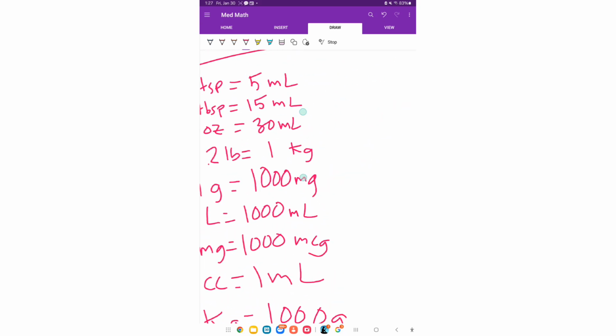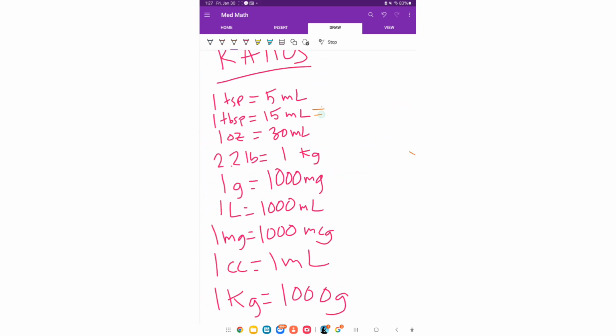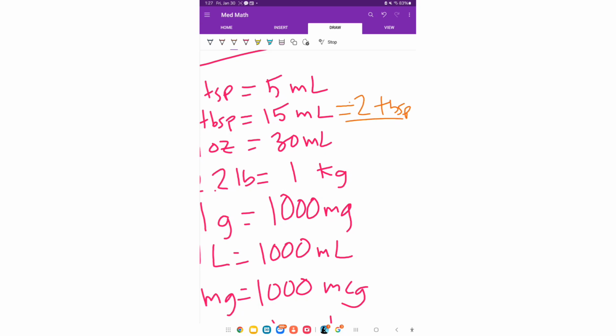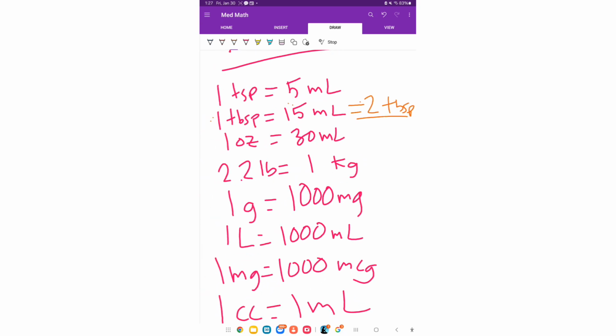And then with this, just keep in mind that if we're saying, okay, 2 tablespoons, right? 2 tablespoons is equivalent to how many milliliters? Well, 1, 2, just times that by 2, then we have 30 milliliters.